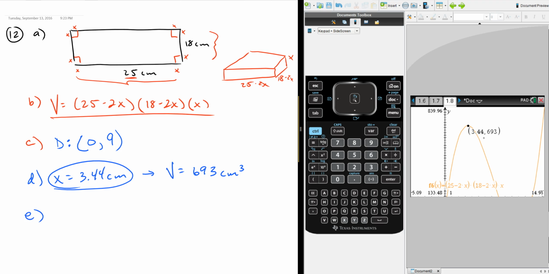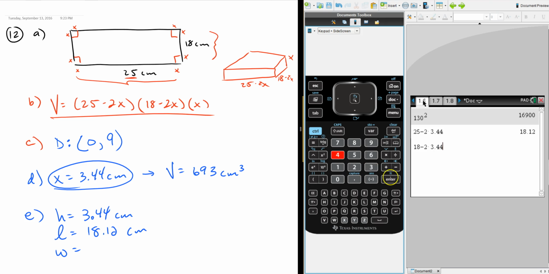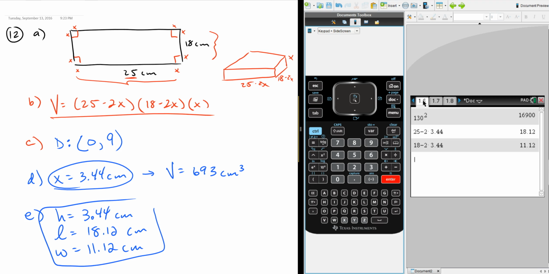And then E, what are the dimensions of the box? Well, again, plug in 3.44 for my side lengths. So 3.44 centimeters is my height. I need to find the length and width real quick. I'm going to go to the calculator. So 25 minus 2 times 3.44 is 18.12 centimeters. And 18 minus 2 times 3.44 is 11.12 centimeters. So those are the dimensions of my new box.